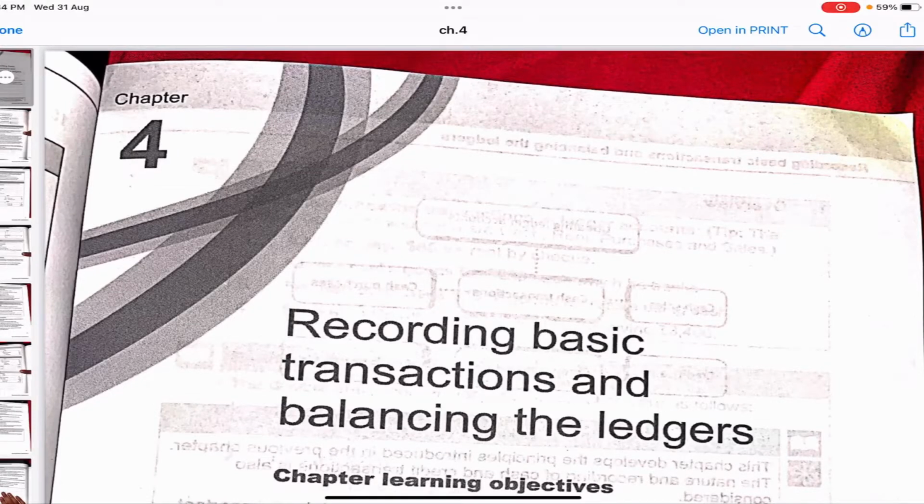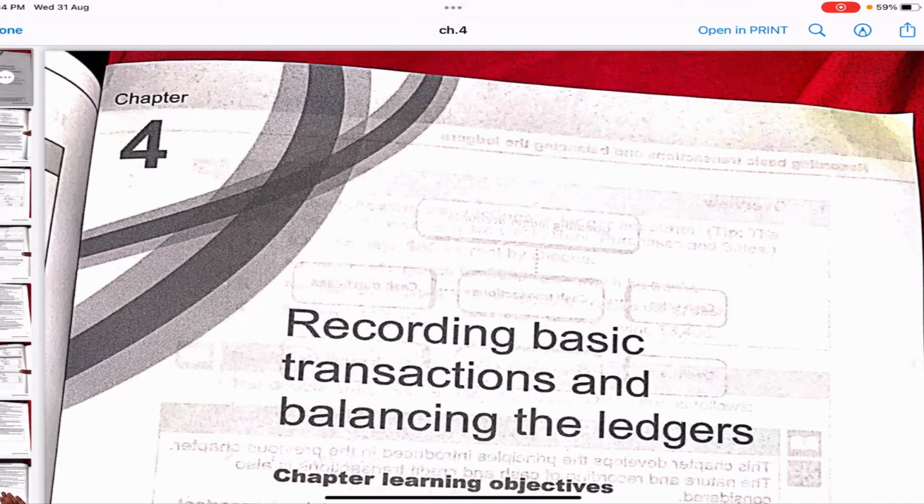Hello everyone, in this video we will be studying chapter 4 of ACCA F3 Financial Accounting, recording basic transactions and balancing the ledgers. Before you watch this, you must watch the previous chapters. If you haven't watched them yet, check the description below, where I've linked the playlists.